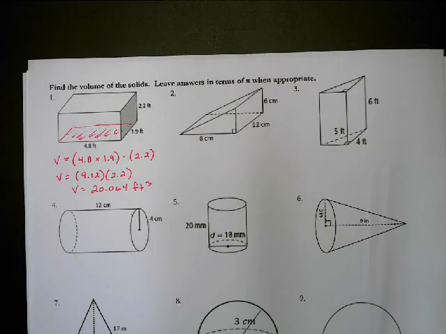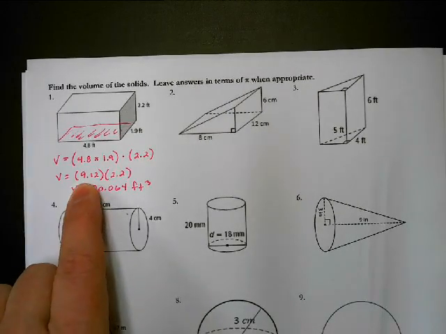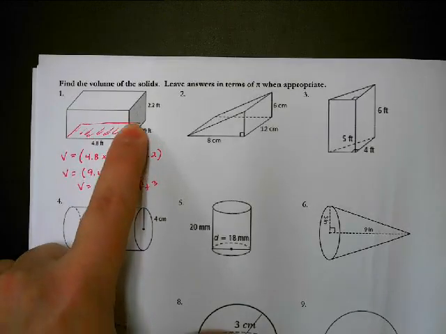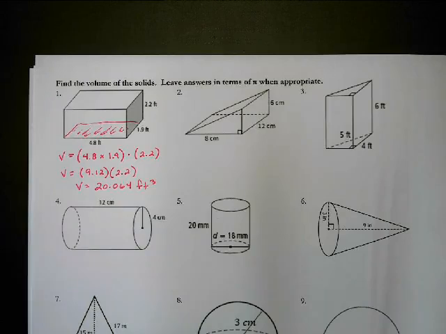All right, I've already finished the first one if you haven't gotten there. There's my base area, 9.12. I decided the bottom was my base, and then I multiplied it with the height of 2.2. There's my base area. All right, so there you go. If you didn't understand what "in terms of pi" meant, that's what it means. So just leave your answer with pi in the answer.